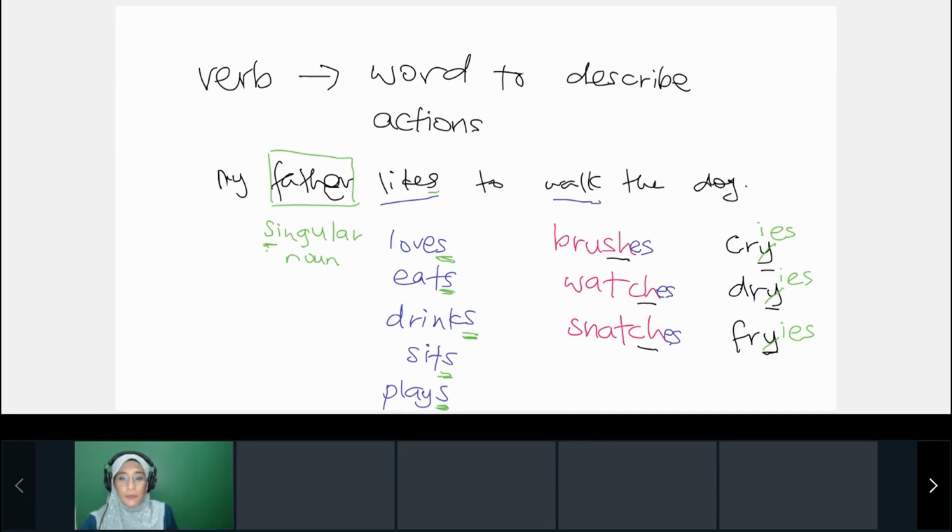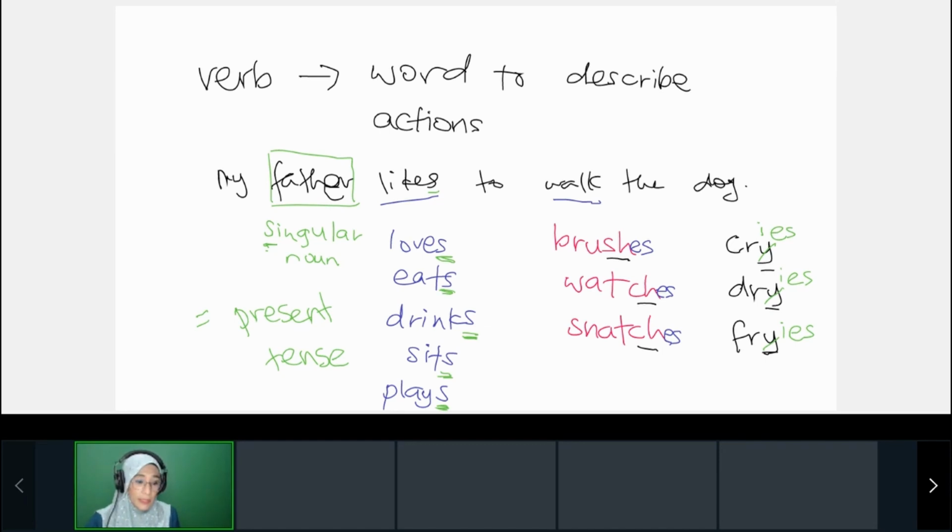All right, so these are some of the basic verbs, and this is only in present tense. In the time of present, in the time of now, or something that is in routine. It's something that you do as a habit. Okay, in present tense. All right, so loves.